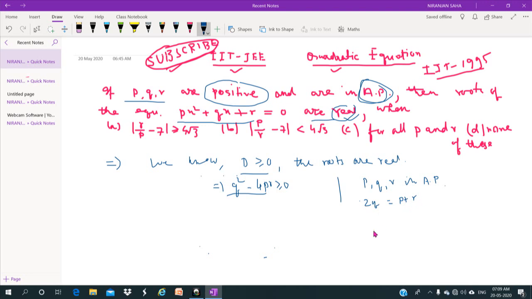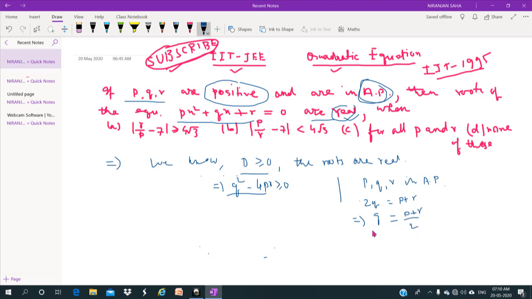P plus R. Now we Q square is, so we can use this in this way. Q can be P plus R by 2.